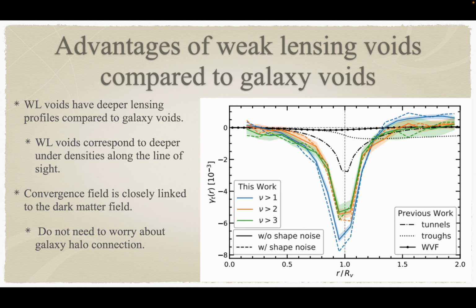An additional advantage is that the convergence field is closely linked to the dark matter field. This means that when we're looking at weak lensing voids, we do not have to worry about the galaxy halo connection, which is something that we are worried about when we're looking at galaxy voids.